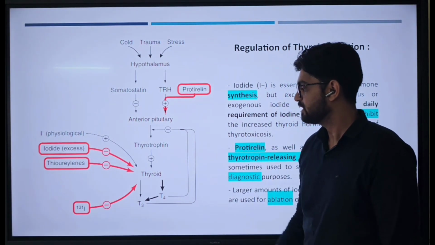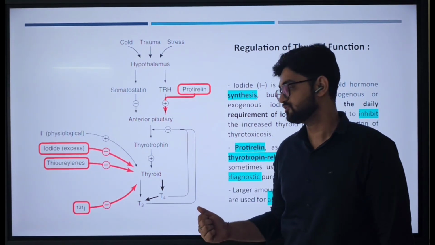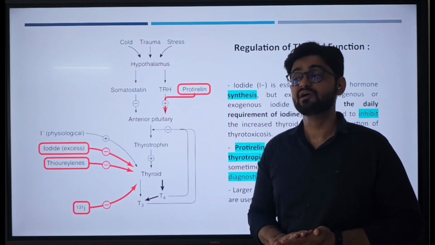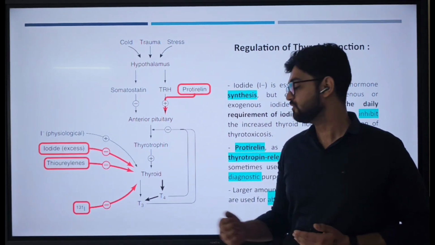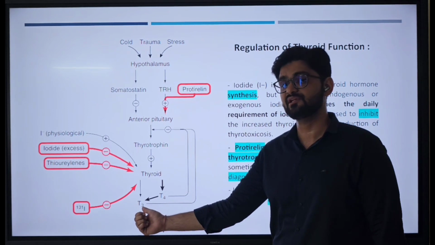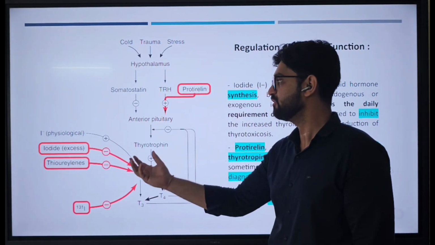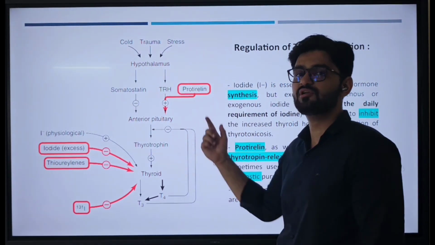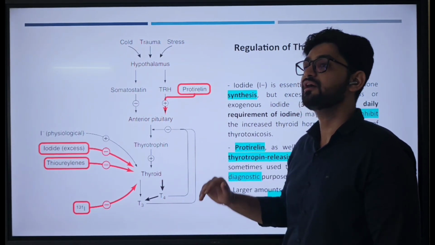Right. Here, conversion of T4 to T3 will take place in the system itself, because T4 is produced in a greater amount as compared to T3. But T3 is more potent than T4. That is why conversion of T4 to T3 will take place ultimately. There are different kinds of drugs as well as components which affect this axis. The first is protirelin. Protirelin is one of the drugs which affects the release of the thyroid hormones indirectly.